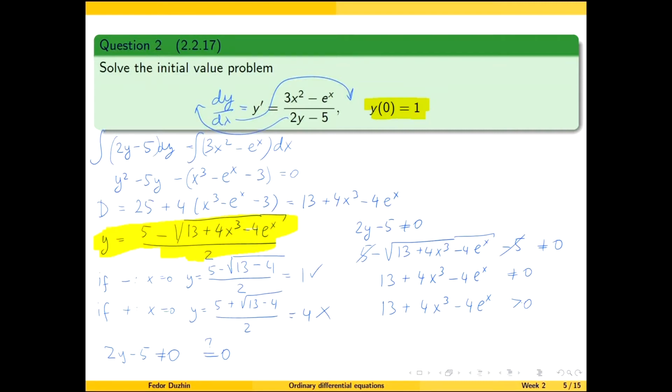So how do we do that? Unfortunately, we cannot really solve this inequality explicitly, but we can at least solve it approximately. We can try to plot the left-hand side of this inequality as a function of x and see where it is positive. So let me do this.